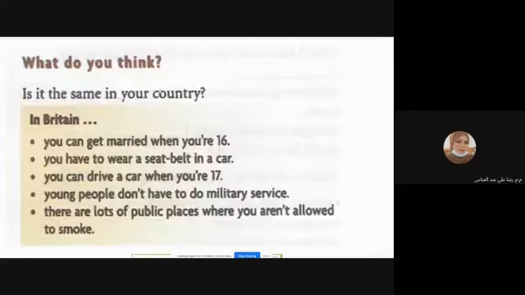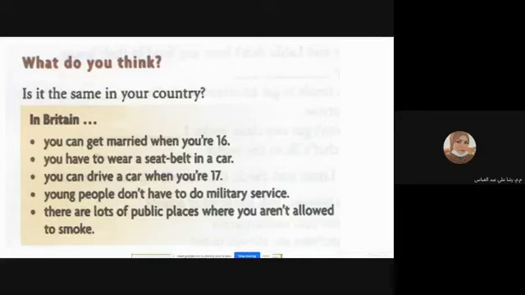Now we have different situations in Britain. What do you think? Is it the same in your country? We will compare these situations in Britain with the situations in Iraq. The first thing, you can get married when you're 16. So, is it the same in Iraq? What do you think?